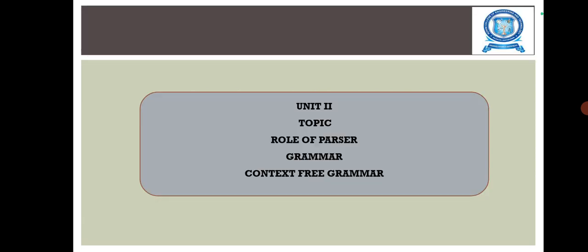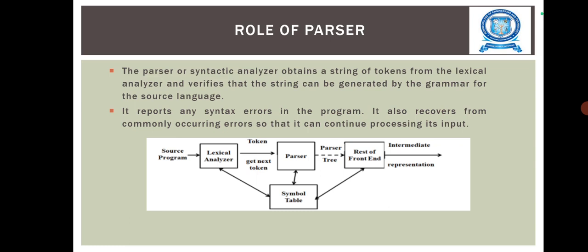Unit 2, Topic: Role of Parser, Grammar, Context-Free Grammar. Role of parser. The parser or syntactic analyzer obtains a string of tokens from the lexical analyzer and verifies that the string can be generated by the grammar for the source language. It reports any syntax errors in the program. It also recovers from commonly occurring errors so that it can continue processing its input.